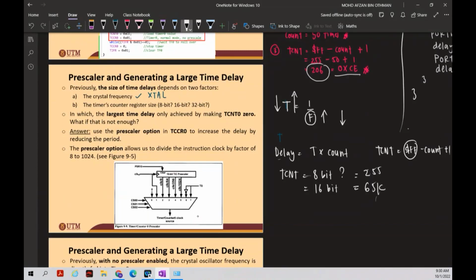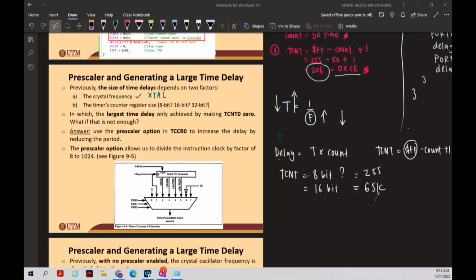So the value depends on these 2 factors, either your crystal frequency or your TCNT size. In which the largest time delay is only achieved by making the TCNT equal to 0.